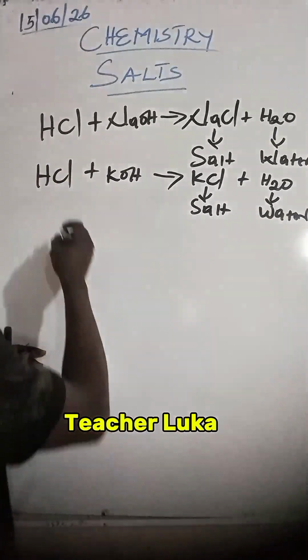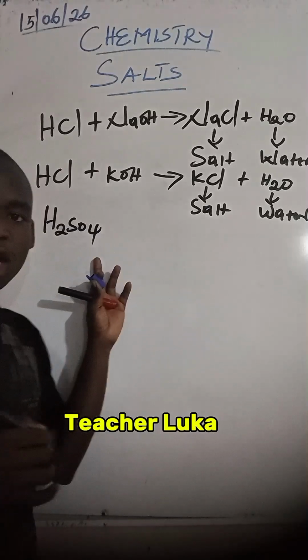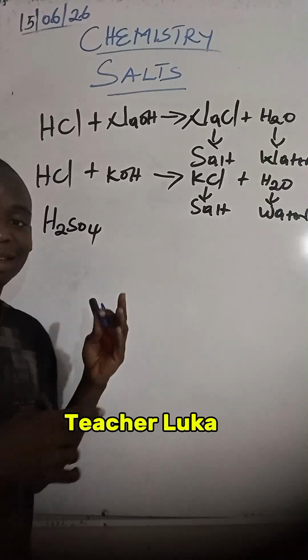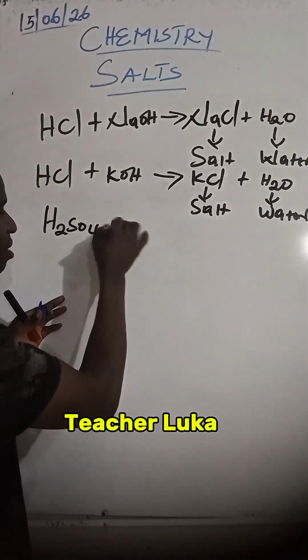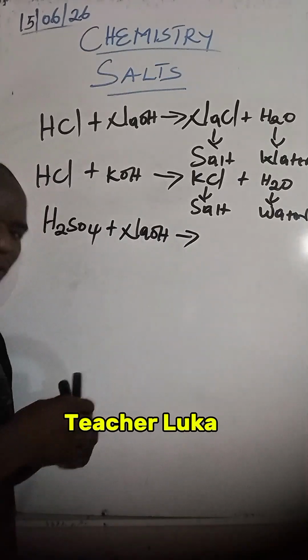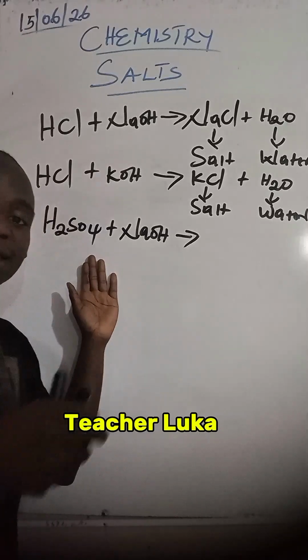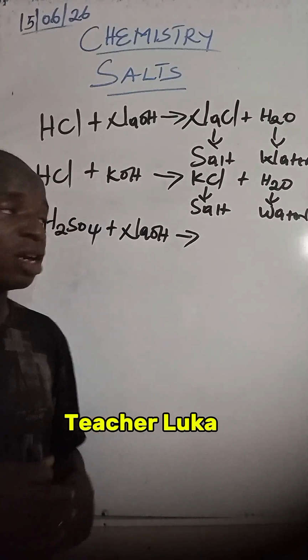Now, let's say we have H2SO4. H2SO4 is simply tetraoxosulfate(VI) acid. Alright, this is sulfuric acid. Are you following? And then let's say this acid is reacting with sodium hydroxide. Alright, now H2SO4 is dibasic. It's actually a strong acid. It ionizes completely in water. Are you following? Yes.